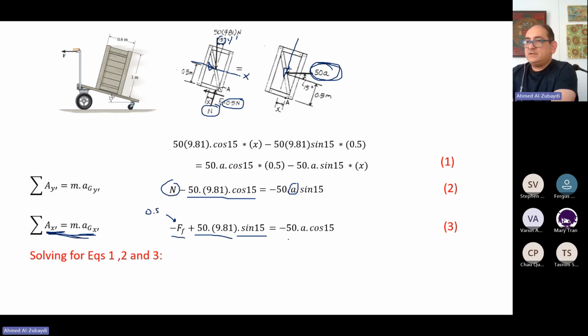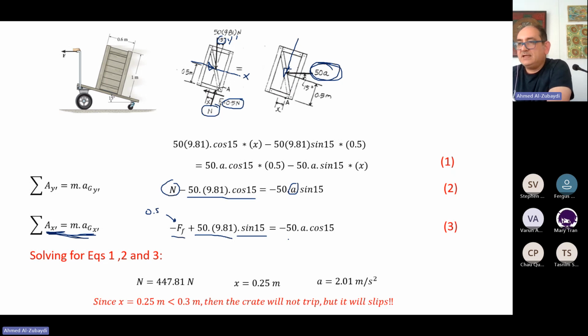So we can solve equations 1, 2, and 3, and we will come to the answer that N will be 447.8 Newtons, x is going to be 0.25 meters, and alpha, the acceleration, is going to be 2.01 meters per second squared. And simply because x is less than 0.3, which is the middle of the box, that means the crate will not be tripped, but it will slip.